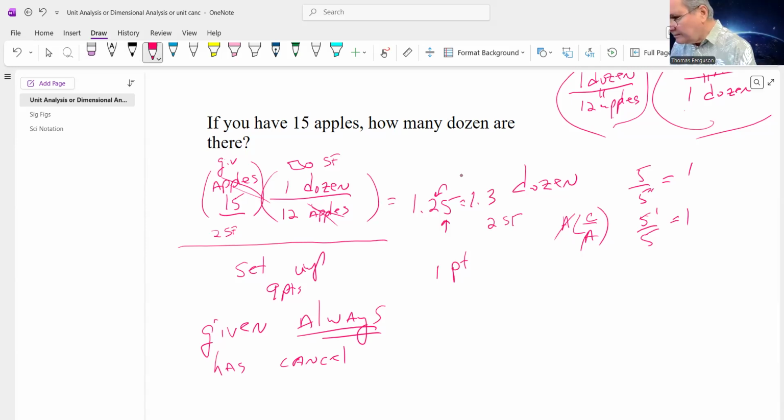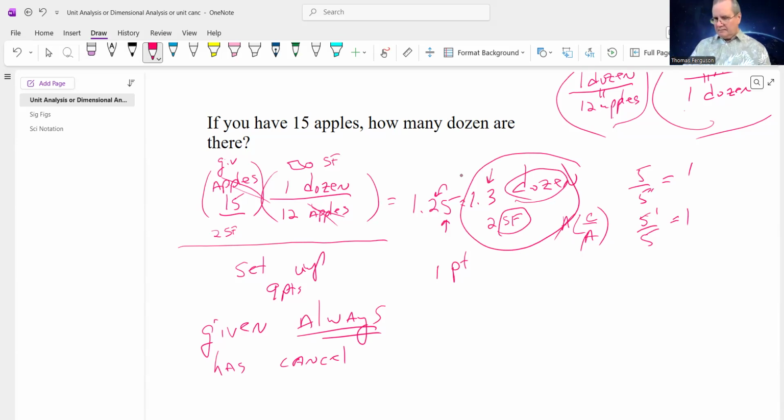2 sig figs. So to get the answer right, you have to have units, sig figs, and the correct number to get that 1 point. Now that's where I'm going to end this because it's 4:59, and we're going to do a whole bunch of examples tomorrow.